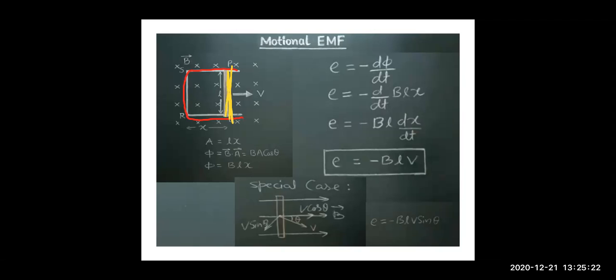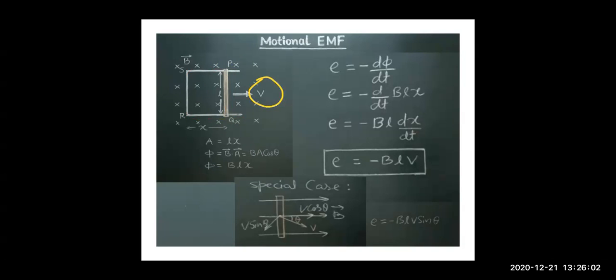So this forms a loop. So children, this forms a loop, and this rectangular loop is PQRS, right? Now children, if we move the conductor with velocity v, it can move like this over this wire. The wire is at the bottom, it's stationary, and over the wire we can move the conductor, that is PQ. So suppose we move the conductor PQ with velocity v.